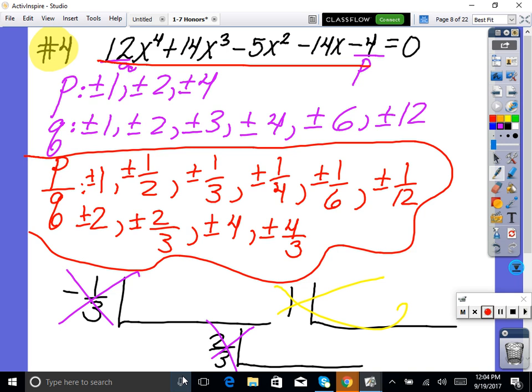Now, we've tested all the values that we feel like it could possibly be. Well, let's say we were unsure. We could then spend 20 minutes testing every value. None of them work. None of them when you divide give remainder 0. So that means this polynomial has no rational root.